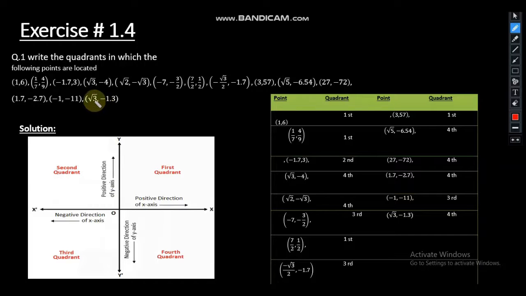So next question, under the root 3, minus 1.7. Here, under the root 3 is in the positive direction, and minus 1.3 is in the negative direction, so it is in the fourth quadrant. You can write here in the fourth quadrant. Okay, now next question.